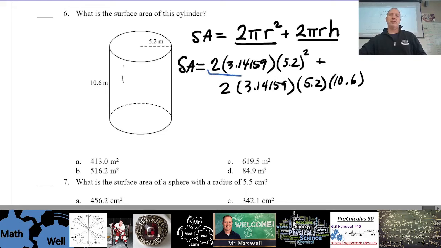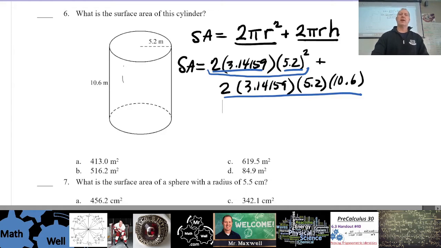I would suggest doing this first, or even just these two first, and then times 5.2 squared. Do this first, and then do this one second. Do it in pieces so you don't make a mistake. If you try to plug that all into your calculator at once and make one little mistake without a bracket or something, it could be a wrong answer. So just be careful there.